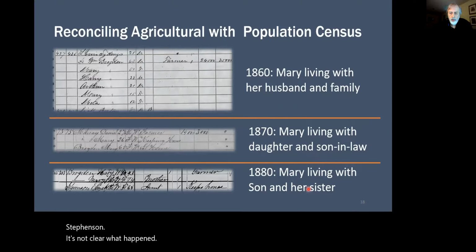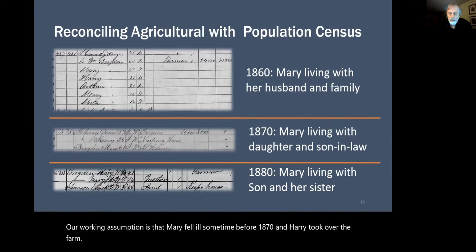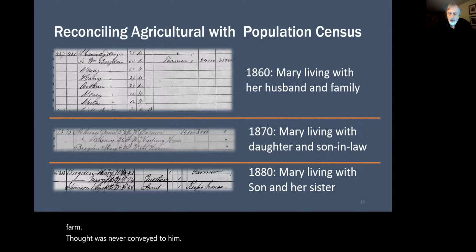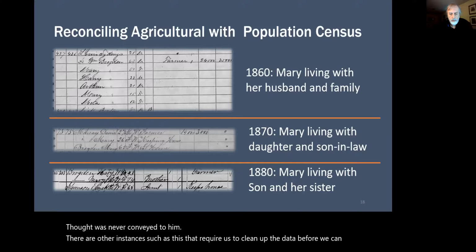Our working assumption is that Mary fell ill sometime before 1870 and Harry took over the farm, though it was never conveyed to him. There are other instances such as this that require us to clean up the data before we can conduct our analysis.